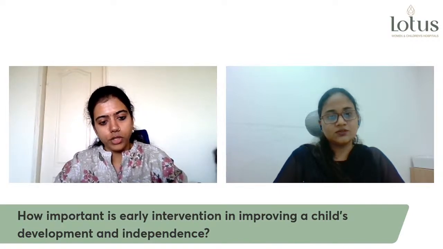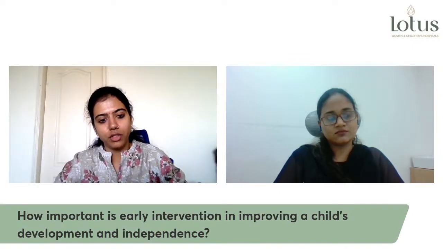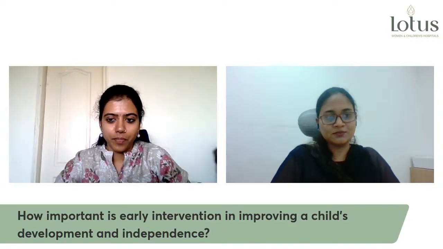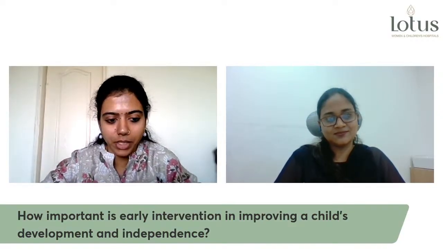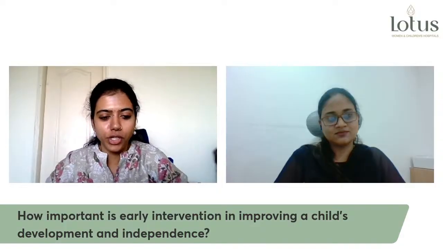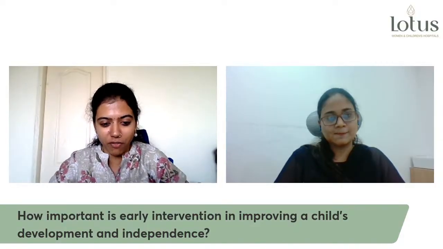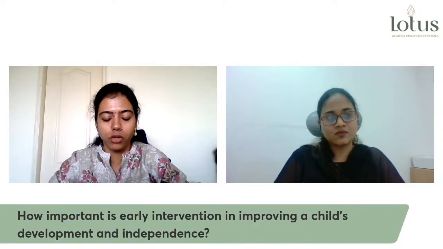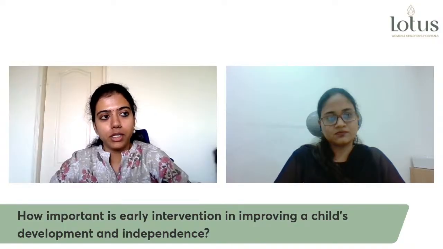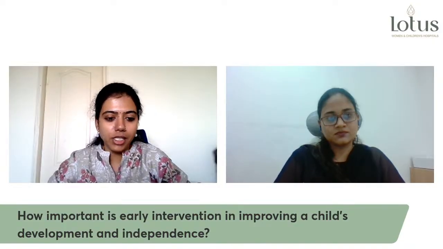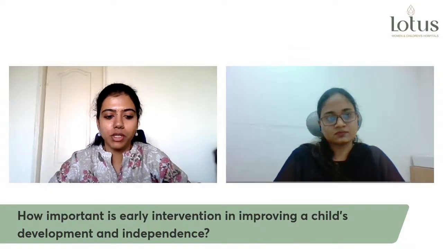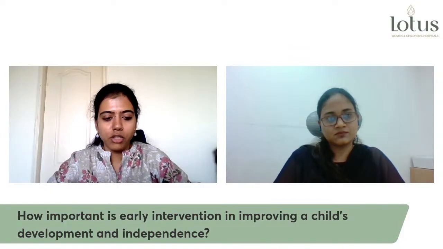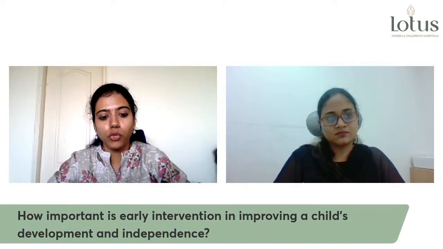How important is early intervention in improving a child's development and independence? Early intervention is of utmost importance for every condition that we have discussed in this session, because it matters a lot. A child's brain is almost 80% completed by 2 years of age, and almost 90% completed by 3 years of age. So these first few years are like a golden window, a golden period, because of neuroplasticity.